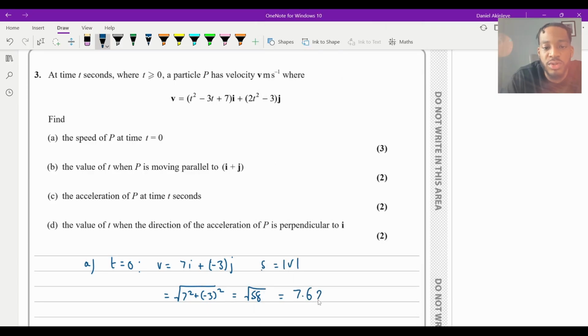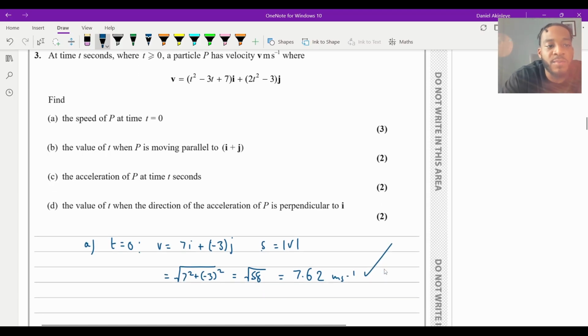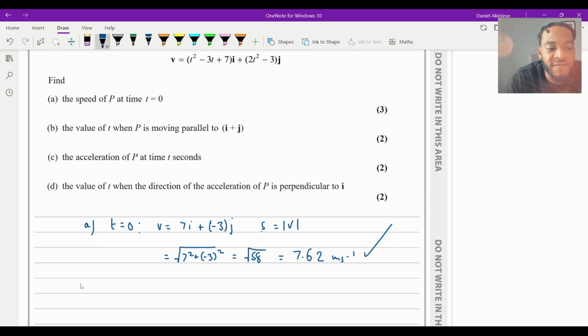7.62 meters per second. Okay, so we've done that. Part B now says we need to find the value of t when P is moving parallel to i plus j, for 2 marks. Okay, this isn't too bad as well. This comes up quite a lot when they ask you to find the value of t when it's moving in a certain direction, parallel to a certain vector.